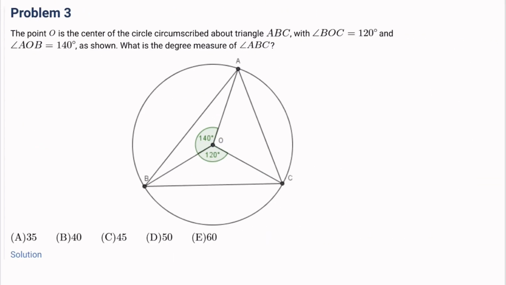Number 3, the point O is the center of the circle circumscribed about triangle ABC with angle BOC equals 120 and angle AOB equals 140 as shown. What is the degree measure of angle ABC?